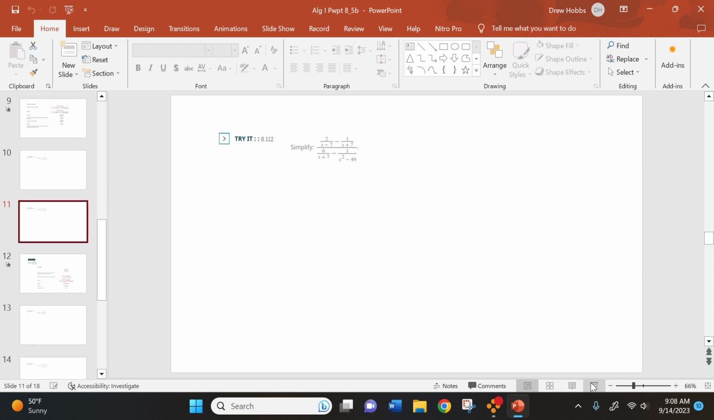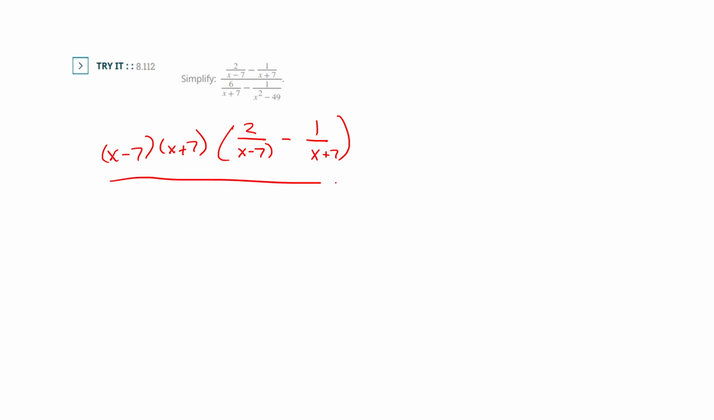Okay, I don't know how many more of these because I'm not sure how helpful it's going to be, but let's keep going here. My LCD on the top is going to be x minus 7, x plus 7. On the bottom, it's going to be the same thing. The reason I know that is because that's going to be the same pattern. That's going to be x minus 7, x plus 7. Okay.